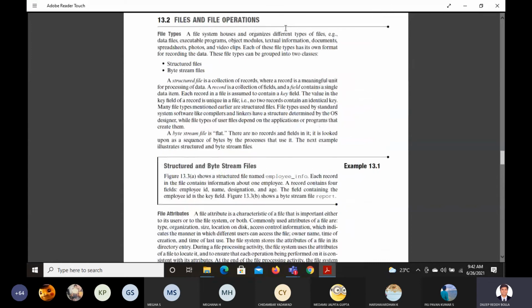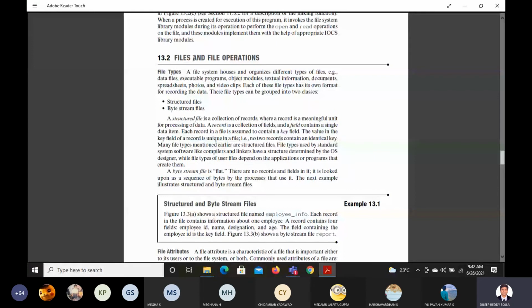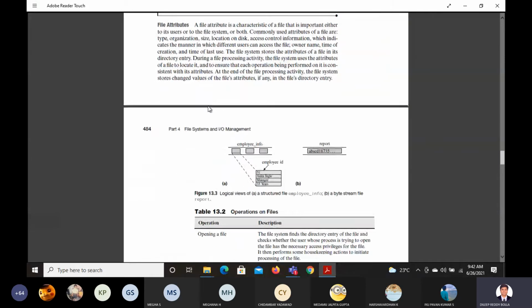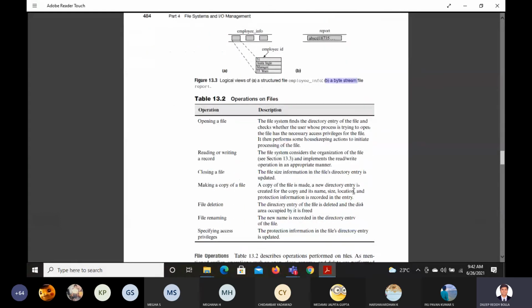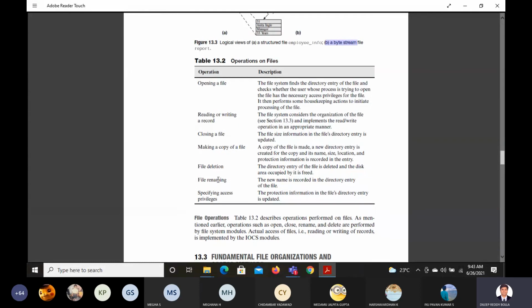Next is files and file operations. There can be structured files or byte stream files: how structured files are used, how byte stream files are used. They give an example here. First is structured files, next is byte stream files, how they are given and how they operate. Then how to open, read, close, copy, delete, rename and privileges. So this much is the second concept, file operations.